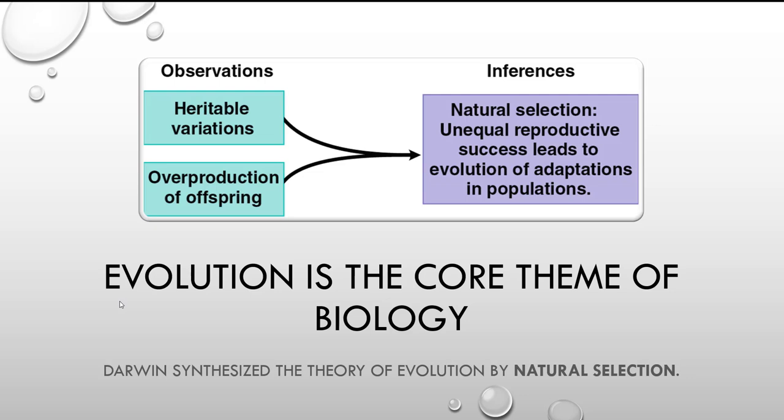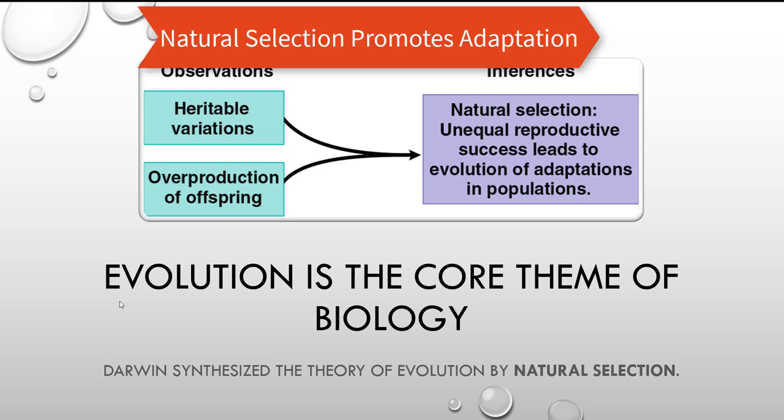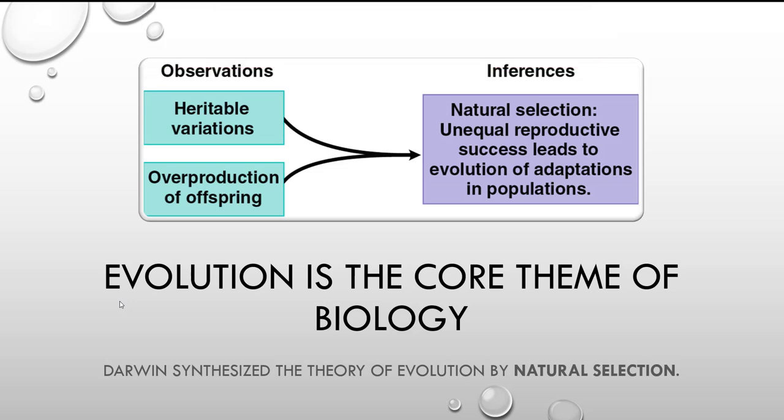The ones that don't have traits that are good in that particular environment die off, and so do those traits. Over time, those traits will be passed on to the offspring, and those offspring will survive and pass them on to their offspring. And over time, the population as a whole will become better adapted to the environment. So unequal reproductive success leads to evolution of adaptations in populations. So let's do an example.